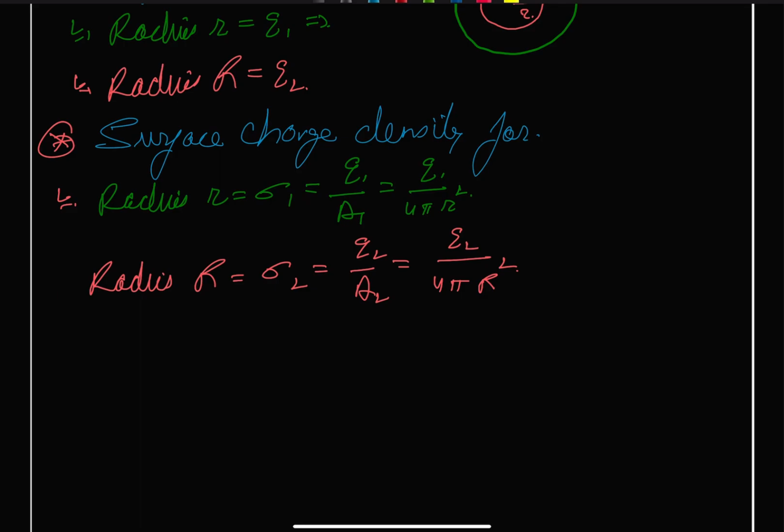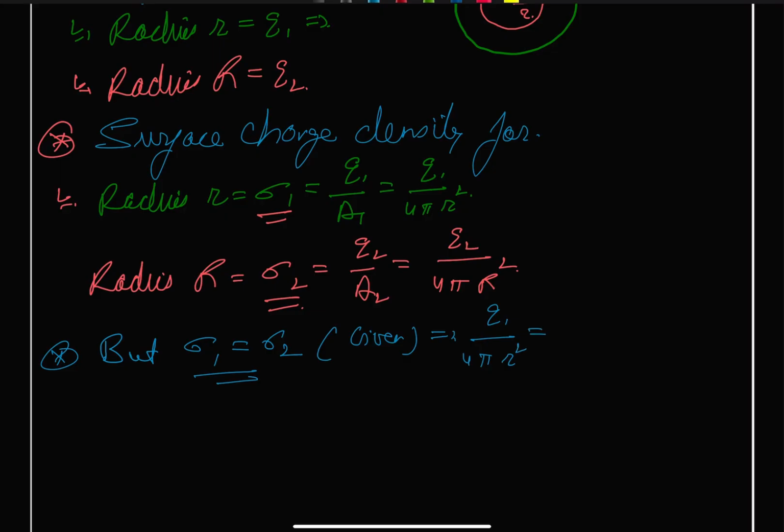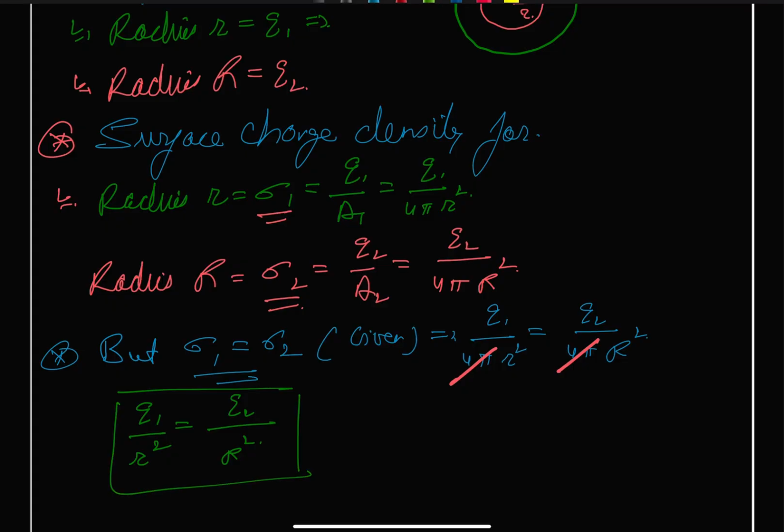And we are given that the surface charge density is the same. It means sigma 1 is equal to sigma 2, not Q1 equal to Q2. This is given. So we substitute the respective formulas. We get Q1 upon 4 pi small r square is equal to Q2 upon 4 pi capital R square. 4 pi goes away, and this gives us the relationship between our Q1 and Q2. So we can say that Q1 upon small r square is equal to Q2 upon capital R square. Later on we can use this relationship as per our convenience.